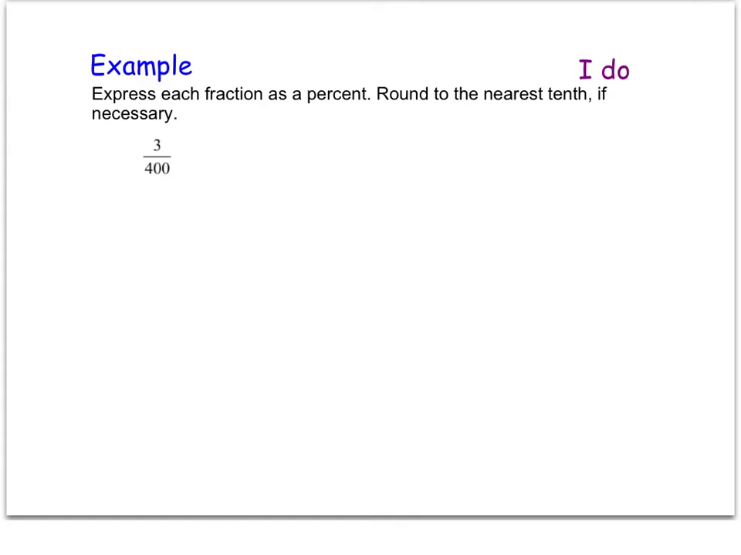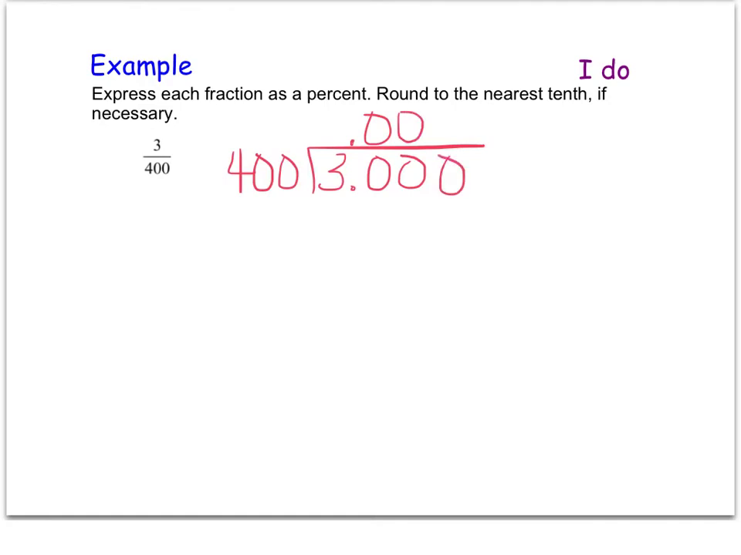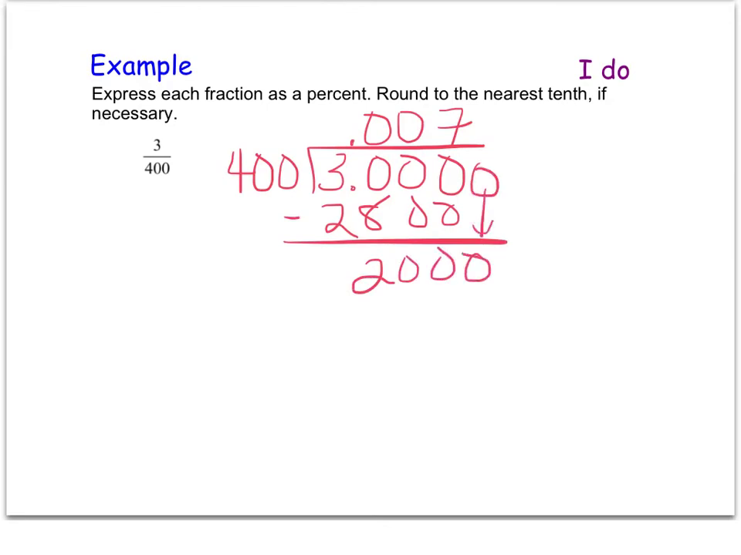Alright, and here's an I do. You're going to divide 3 into 400. So we'll do 400 divided by 3. Okay, can 3 go into 4? Yes, once. Then we bring down the zeros and keep dividing, subtracting as we go, working out the long division for the decimal.